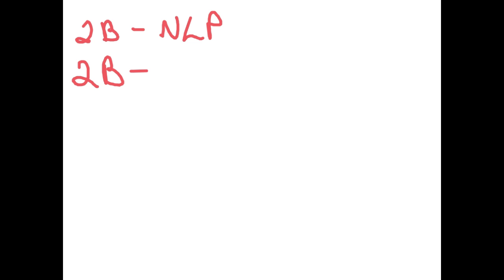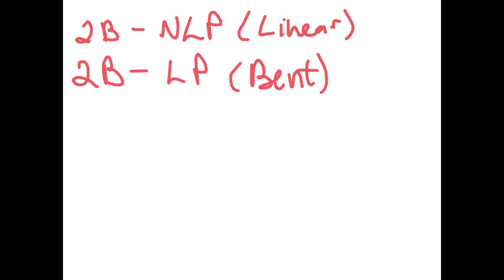So, now that you're thoroughly confused, let's make it easier. It's easy, guys. 2 bonds, no lone pairs. 2 bonds, lone pairs. If I am bonded to 2 things and I have no lone pairs, what shape am I? Linear. If I am bonded to 2 things and I have lone pairs, 1 or 2, doesn't matter, I am bent. You're a bent shape.